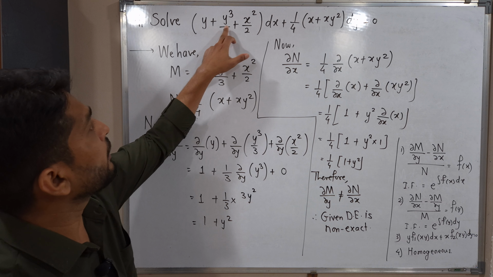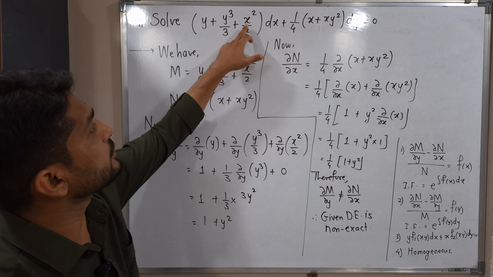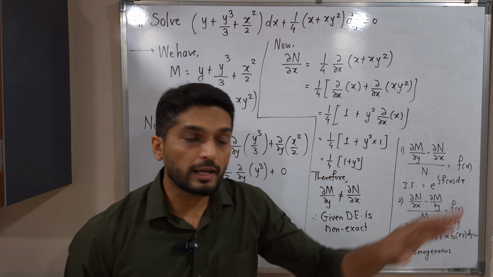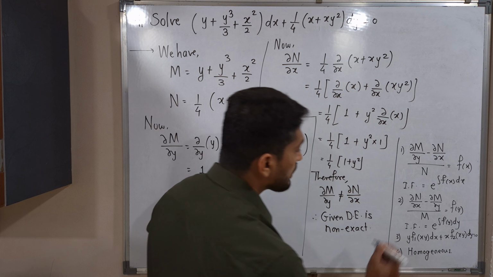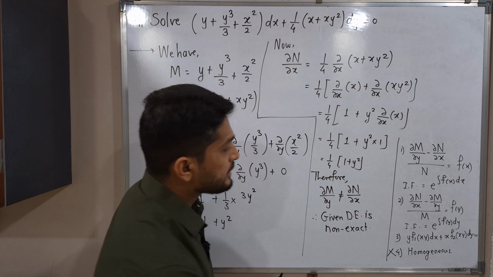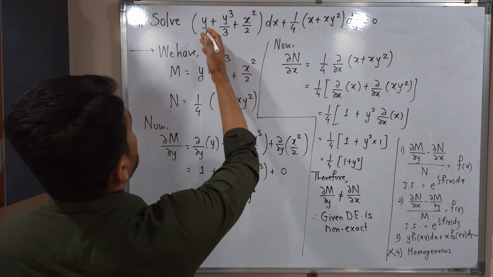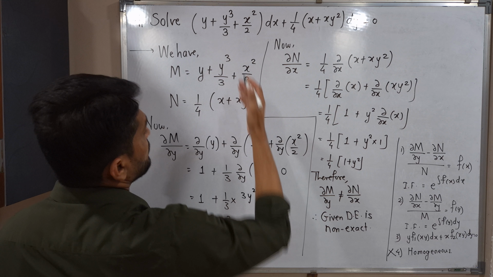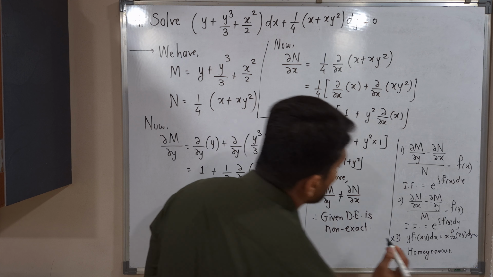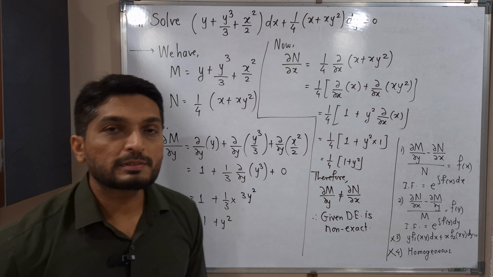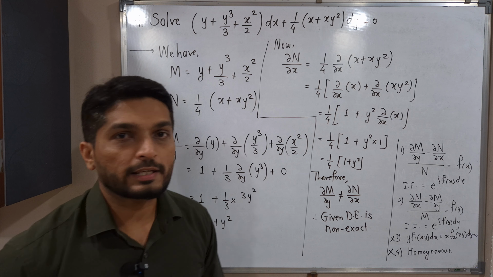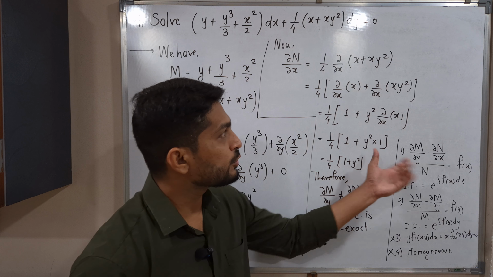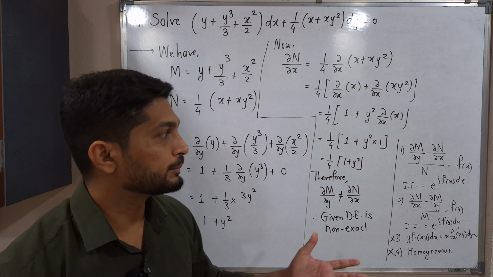Power of y is 1, power of y is 3, power of x is 2. Different powers they have. That means the fourth method is not applicable. Third, xy should be everywhere. But see, here we have just y only, here we have just x only. So the third method is also not applicable. That means we have just two options. Either the first method is applicable or the second method is applicable. Without solving, we cannot find which method is applicable.